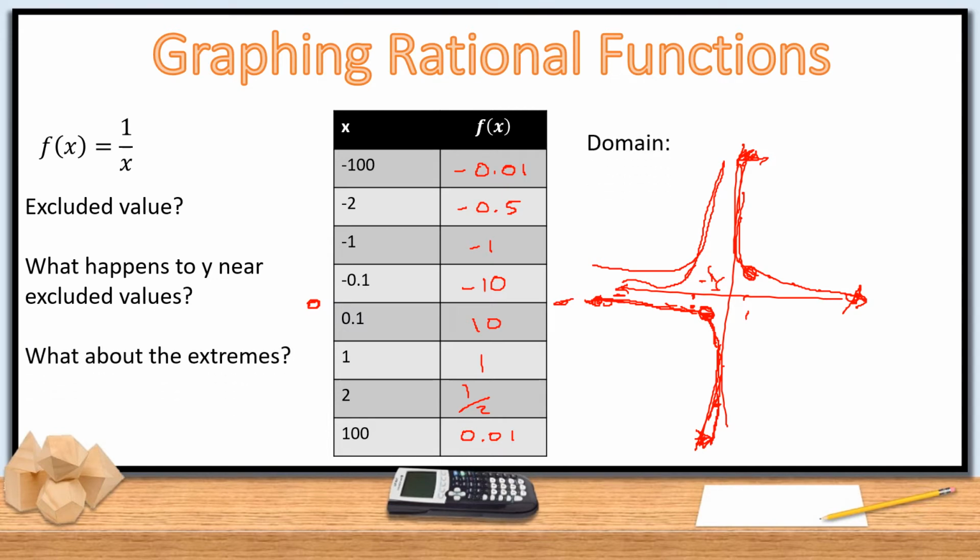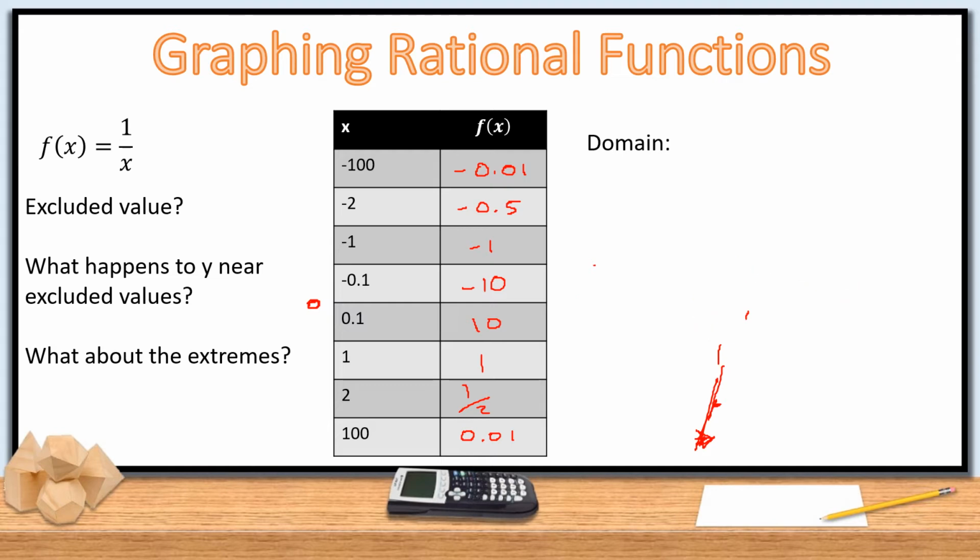Then the extremes of the graph, what I essentially want to know is the end behavior. That's what I mean by the extremes of the graph. So what's happening as x goes towards infinity, what's happening as y goes towards infinity. We want to know the domain, range, and end behavior. In this one, for the domain, it's not negative infinity to positive infinity because there is an excluded value.